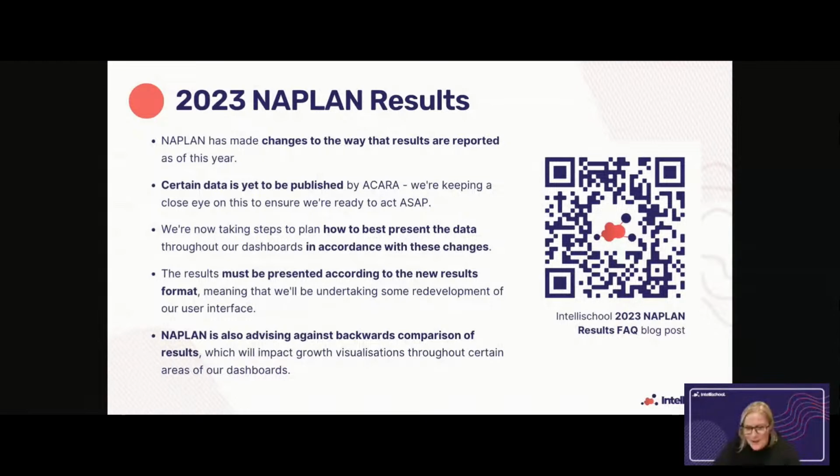That's going to impact, for those of you who already subscribe to Intellischool, you're likely aware that we have some growth visualizations in different parts of our dashboards. Those will be impacted. And again, we're working on that right now.